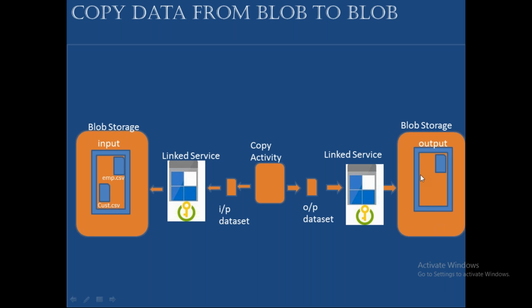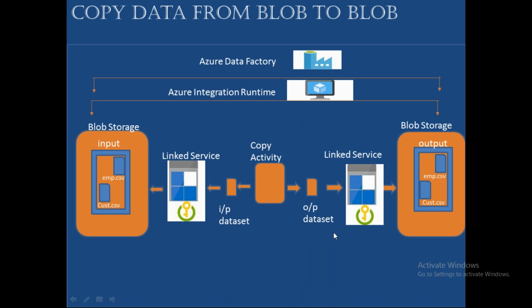Once you have created this and run the pipeline, what happens? It will place emp.csv and cust.csv in your output container. Who is going to do all these things? Your Azure Integration Runtime is going to do them. Who is going to manage all these things? Your Azure Data Factory is going to manage them. This is what I talked about. So we have two files which have the same format. These same format files, I will load into the output container. It can be emp.csv or cust.csv, or emp.json, cust.json. So I can have both in JSON format, both in CSV format, or both in Parquet format.